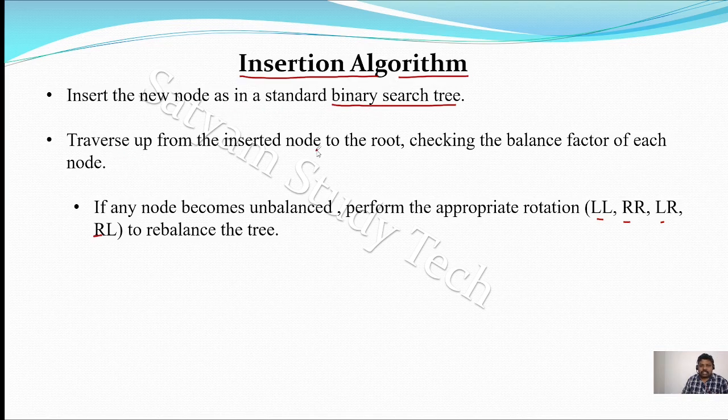Traverse up from the inserted node to the root, checking the balance factor of each node. After adding each node, you have to check the balance factor. If it is not balanced, you can perform the appropriate rotation. Now you can see one example problem, and then you can understand how to create an AVL tree for the following case. Now I consider 16 as the first node.